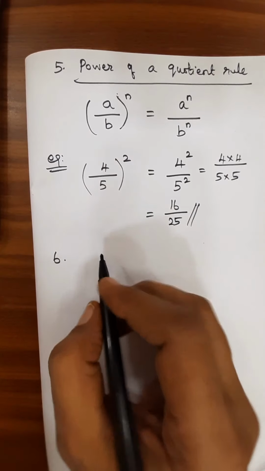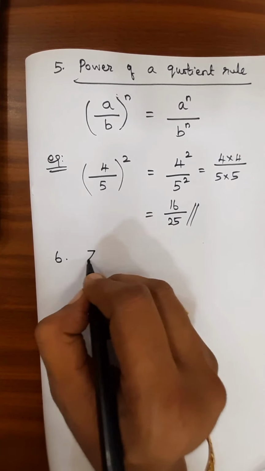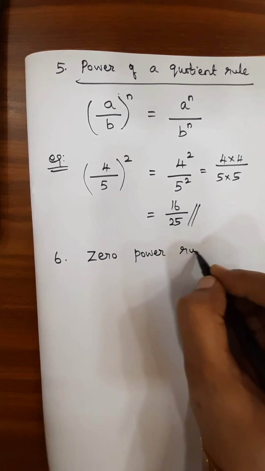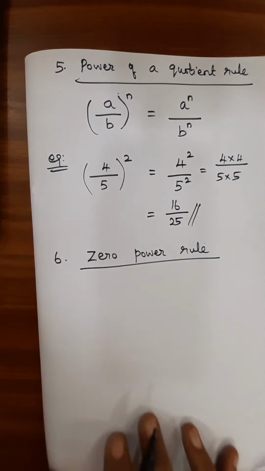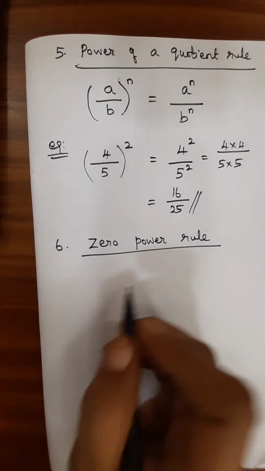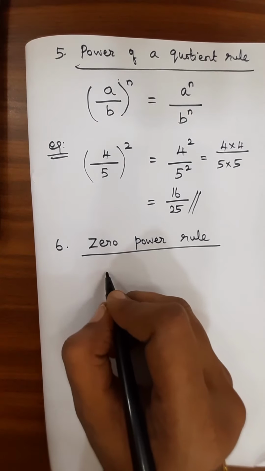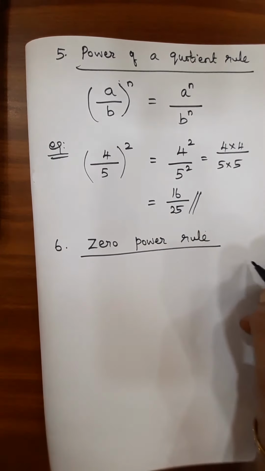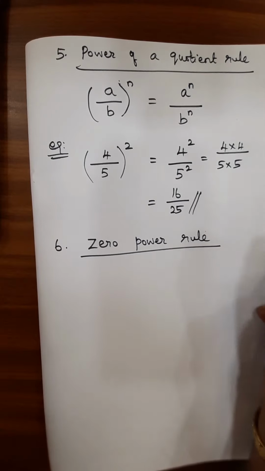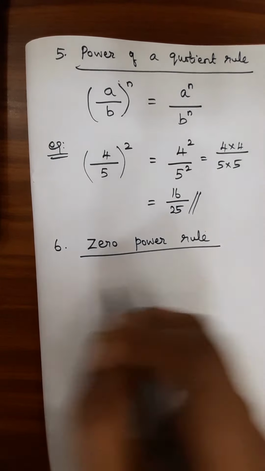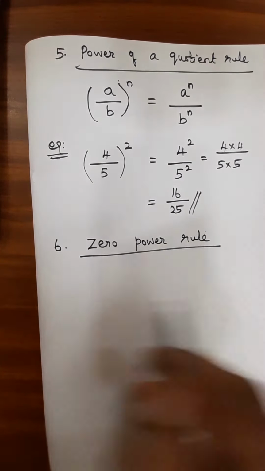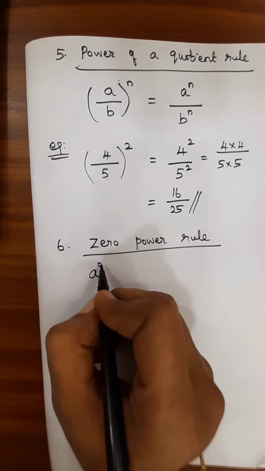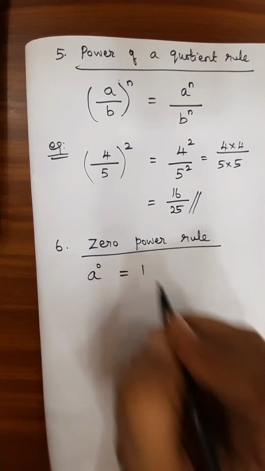This is the zero power rule. What is the zero power rule of exponents? Anything raised to the power of 0 is equal to 1. We know very well that anything raised to the power of 1 is equal to the same number. I'll show you the zero power rule first and then explain. a to the power of 0: any number raised to the power of 0, the value will become 1.